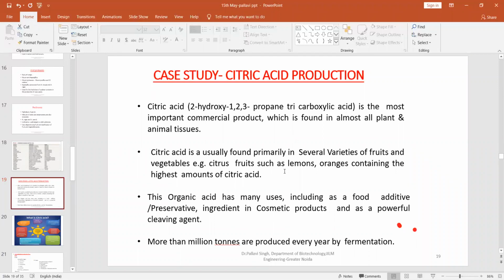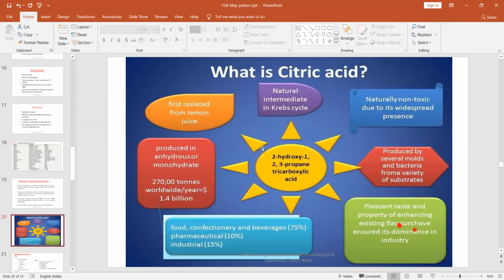Citric acid, in terms of chemical composition, is 2-hydroxy 1,2,3-propane tricarboxylic acid, and it is found in most plant and animal tissues. It is produced by industry in capacities of tons and tons. This organic acid has many commercial uses. It is used as a preservative, as a powerful cleansing agent, and in cosmetic products. I have shown you one slide so that you can have a look.